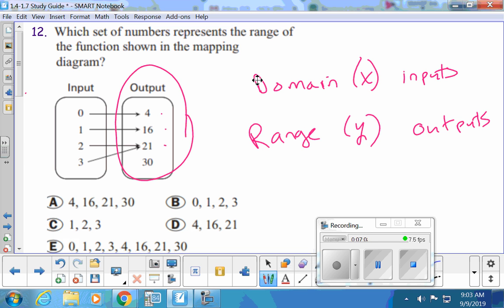4, 16, and 21. 30 is never an output. Did you guys pick D? D is correct. You don't want to include 30 on the list. Look at the arrows. 30 is not an output. There's a trick. Look at those arrows. It's D. It's not A because 30 is not an output.